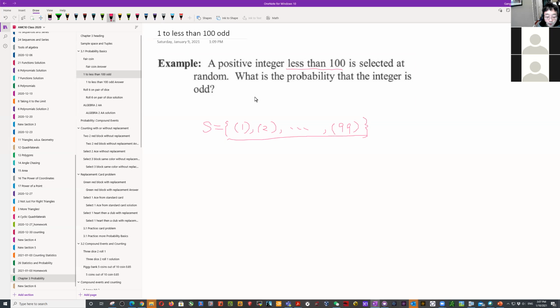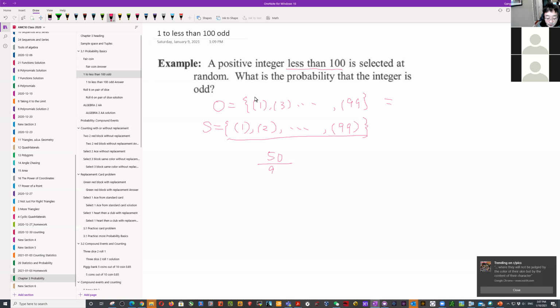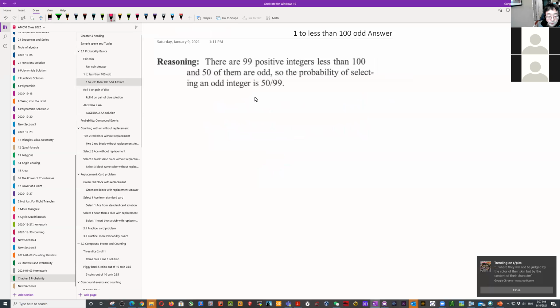Then what's the favorable outcome? That the integer is odd. So the odd set, the favorable set, is made up of 1 and 3 and all the way to 99. The cardinality of this, the count of this, is equal to 50. So the probability is 50 over 99.